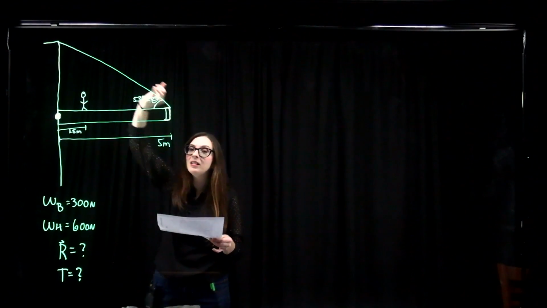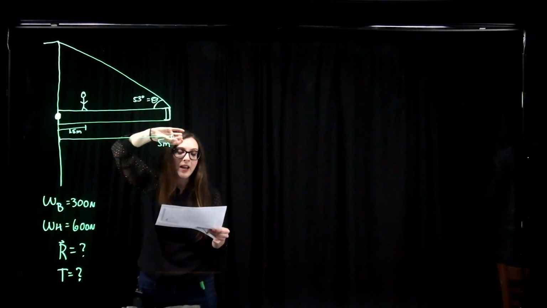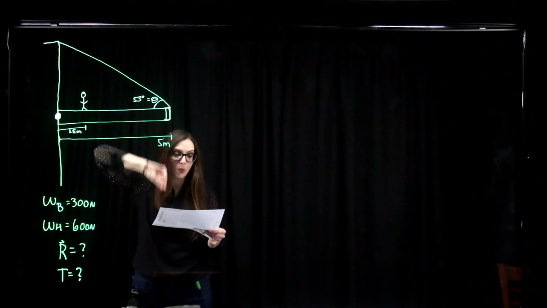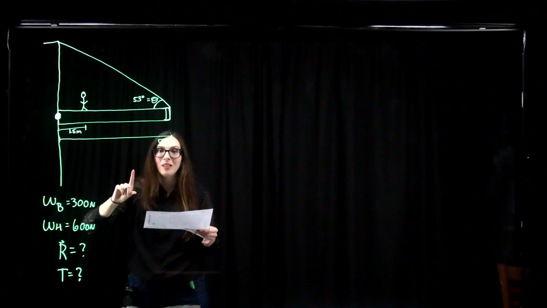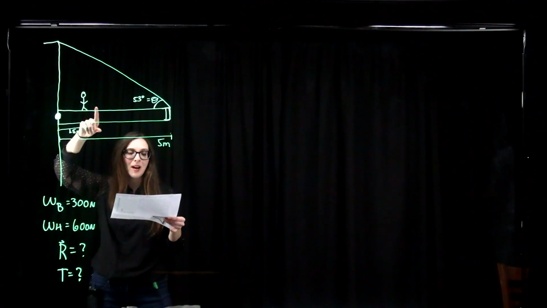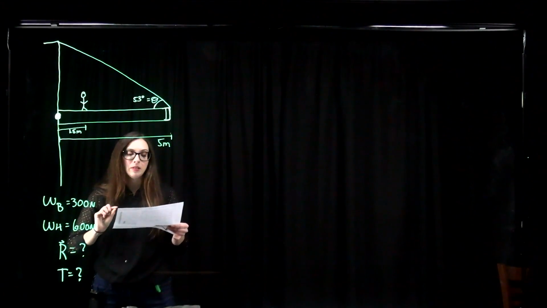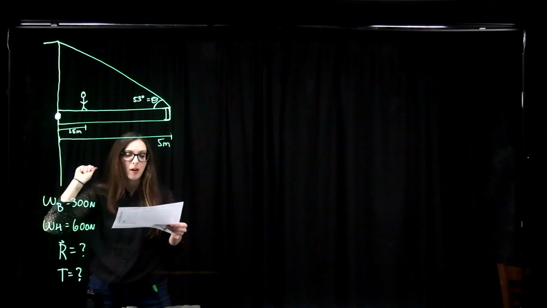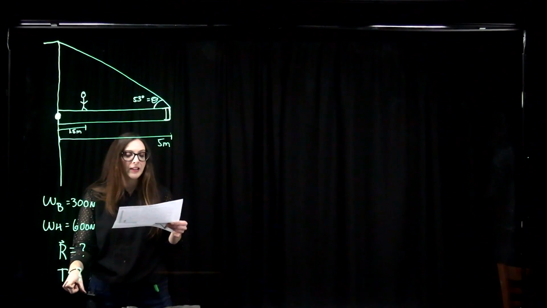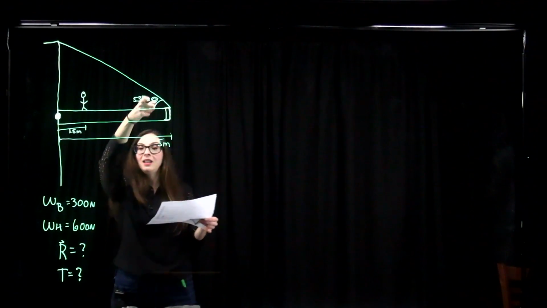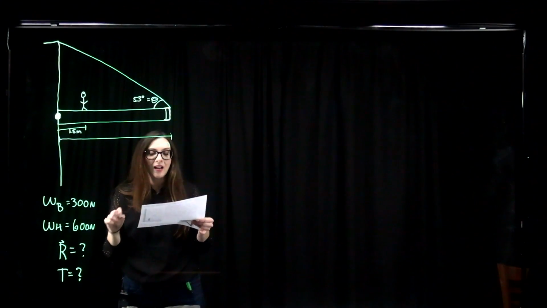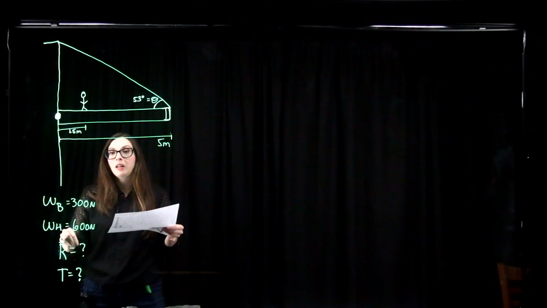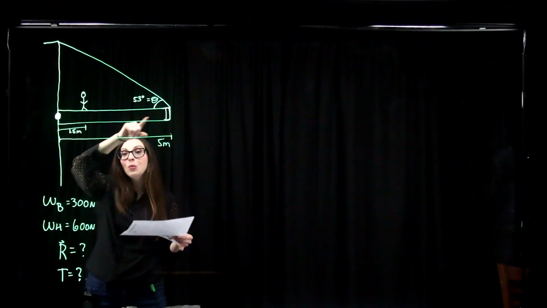But we have this end of the beam supported by a cable that makes an angle of 53 degrees from the horizontal. Okay, and one more thing. We've got a person right here with a weight of 600 newtons, and they are sitting at a distance of 1.5 meters from the wall. We have to find the magnitude of the tension in this cable and the force exerted by the wall on the beam.